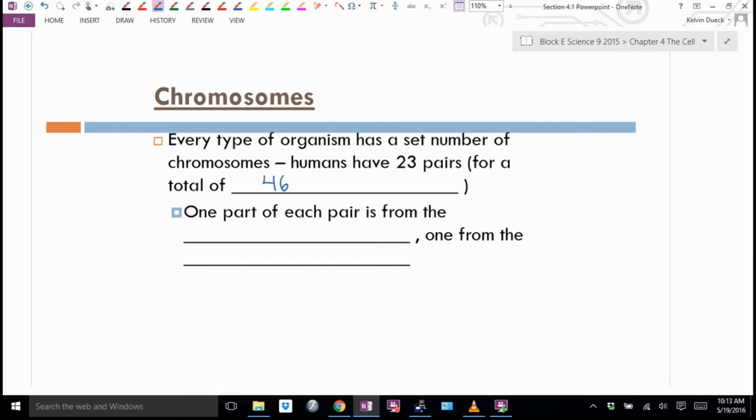One part of each pair is from the mother. The other is from the, fill in the word, father. This is why each of you looks sort of like a mix-up of your mom and your dad. Sort of. This is why families look alike-ish.